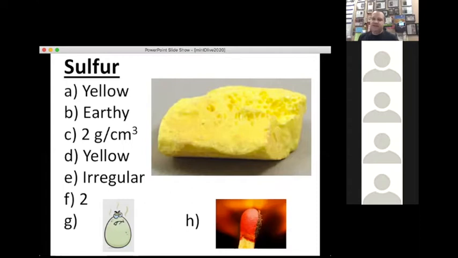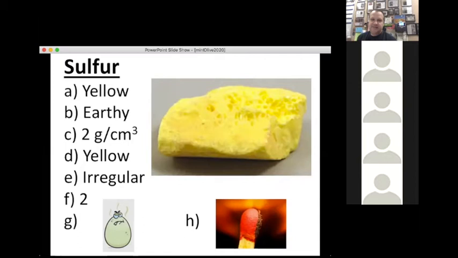The next one I asked, letter C, was the density. And sulfur has a density around 2. It would not float in water. It's more than 1, but it's not very dense either. You can see in the picture, it's got some holes or spaces of air in it.